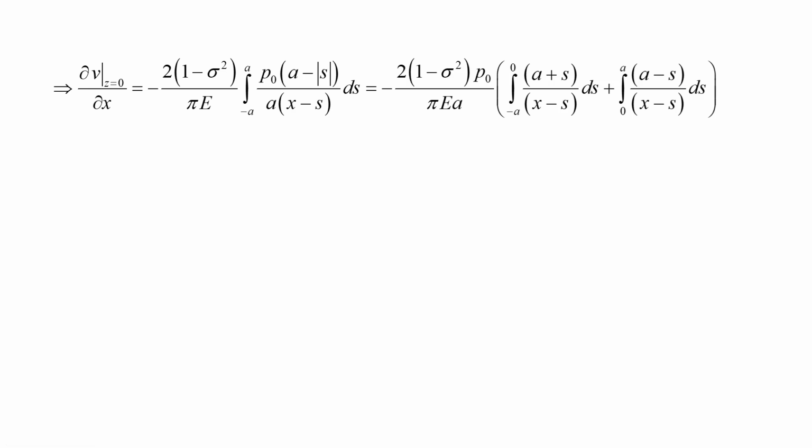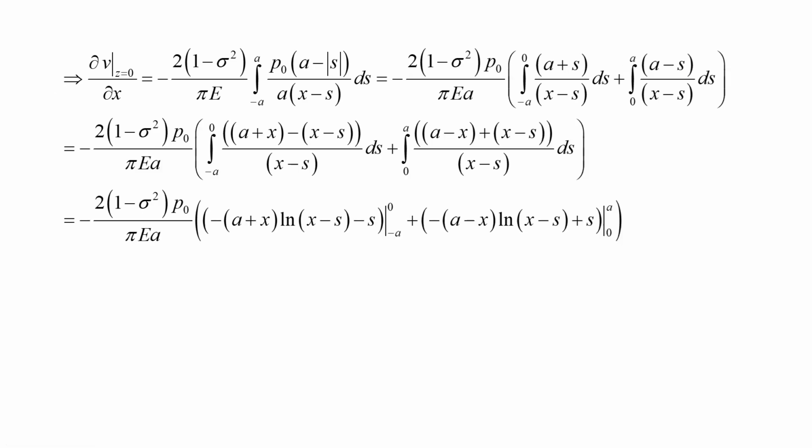Now we need to integrate it. Here the term a plus s can be written as a plus x minus s, and a minus s will be written as a minus s plus x minus s. In essence, we have added and subtracted one x term in both the cases. So, notice that we can integrate this part.